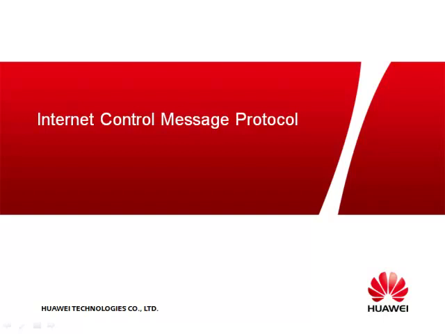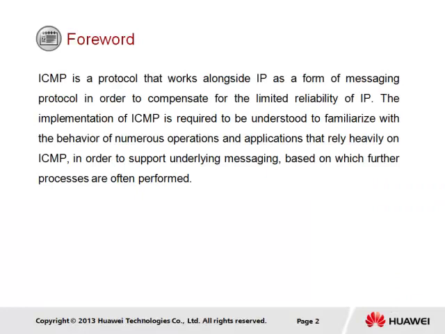We introduce here the Internet Control Message Protocol, or ICMP, and the function of ICMP as a protocol designed to support the smooth operation of IP. So ICMP is a protocol that works alongside IP as a form of messaging protocol in order to compensate for the limited reliability of IP.